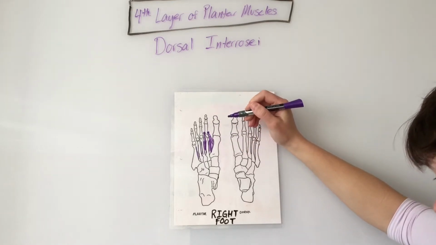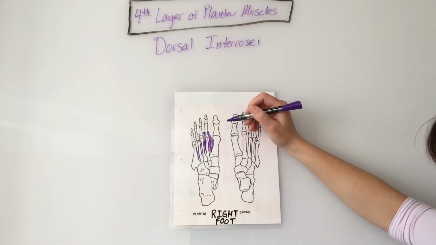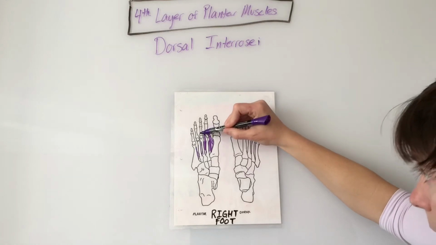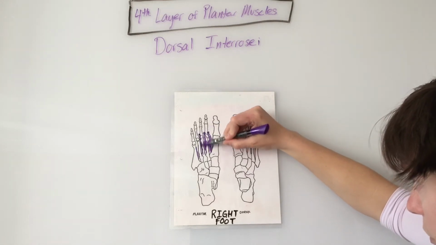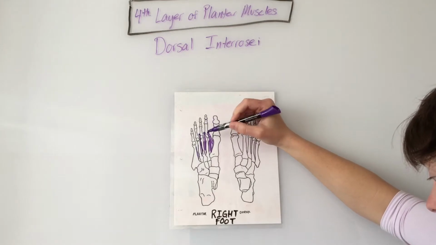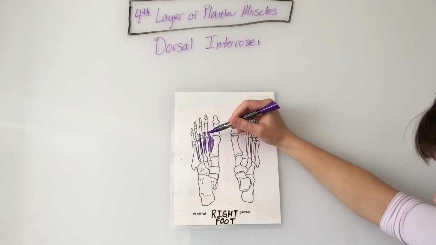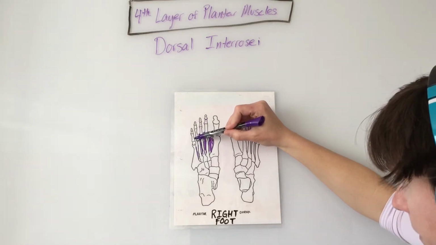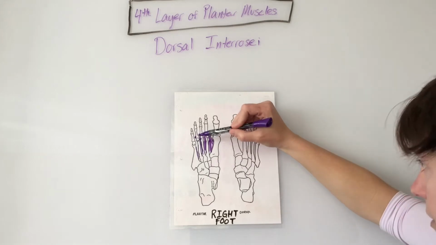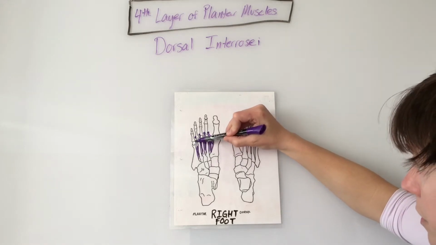The third dorsal interossei inserts at the base of the third proximal phalanx laterally in the dorsal digital expansion. And the fourth inserts at the base of the fourth proximal phalanx laterally in the dorsal digital expansion.